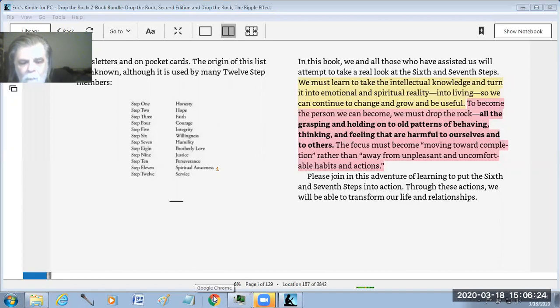All the grasping and holding on to old patterns of behaving, thinking, and feeling that are harmful to ourselves and to others. The focus must become moving towards completion rather than away from unpleasant and uncomfortable habits and actions. Please join in this adventure of learning to put the 6 and 7 steps into action. Through these actions, we will be able to transform our lives and relationships.